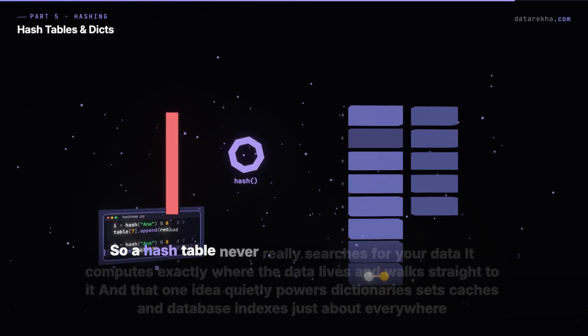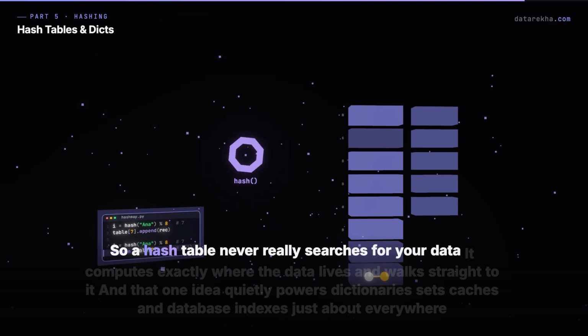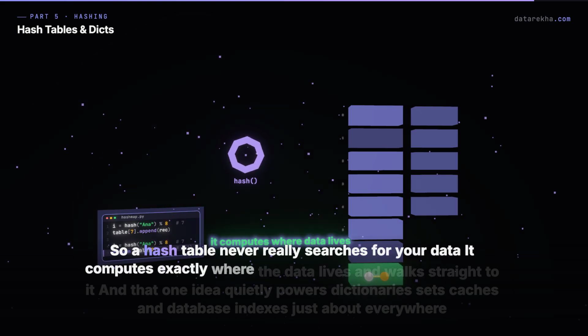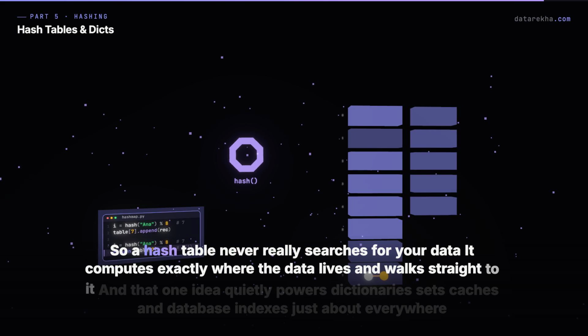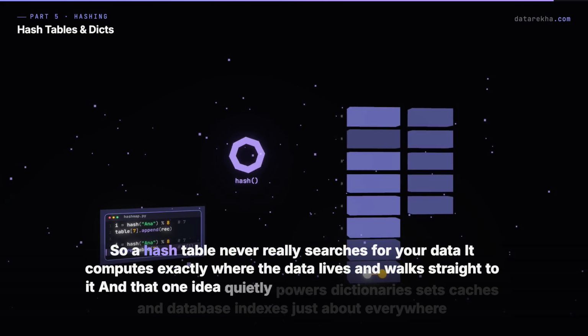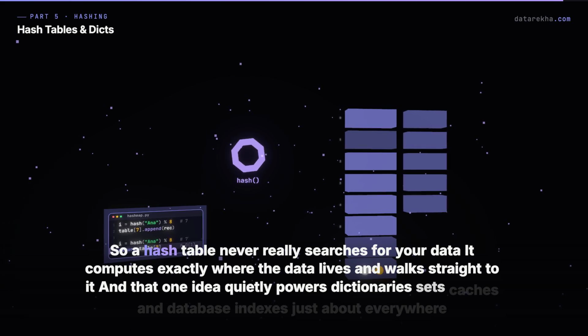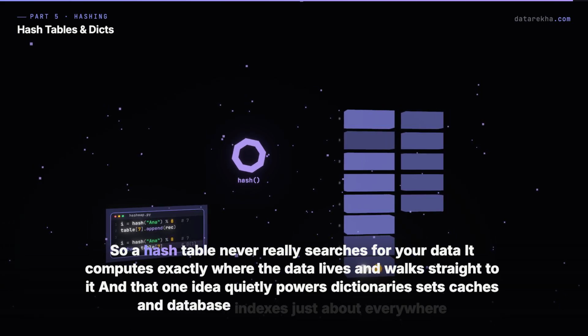So a hash table never really searches for your data. It computes exactly where the data lives and walks straight to it. And that one idea quietly powers dictionaries, sets, caches, and database indexes just about everywhere.